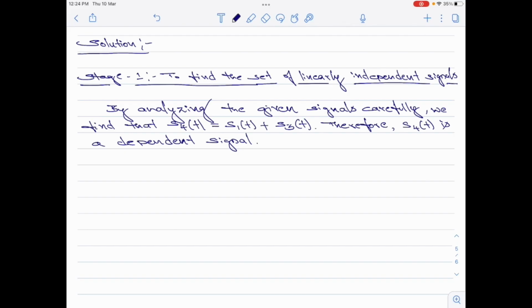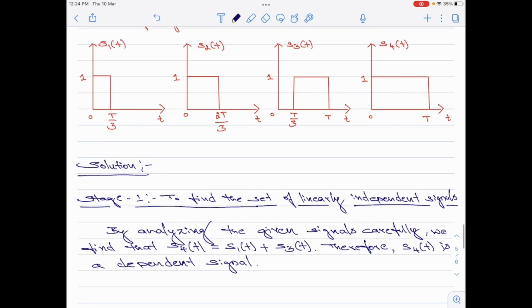Right. Now come back and analyze the remaining three signals and try to express one of them in terms of the others. By analyzing the given signals S1 of t, S2 of t and S3 of t carefully, we find that it is not possible to express one using the other two. Therefore, we can conclude that the remaining signals, S1 of t, S2 of t and S3 of t, form a linearly independent signal set.